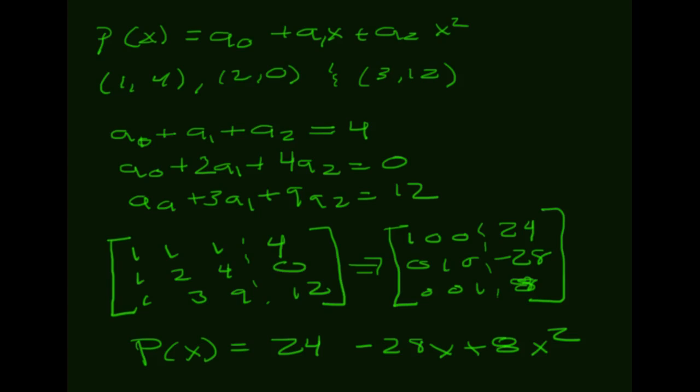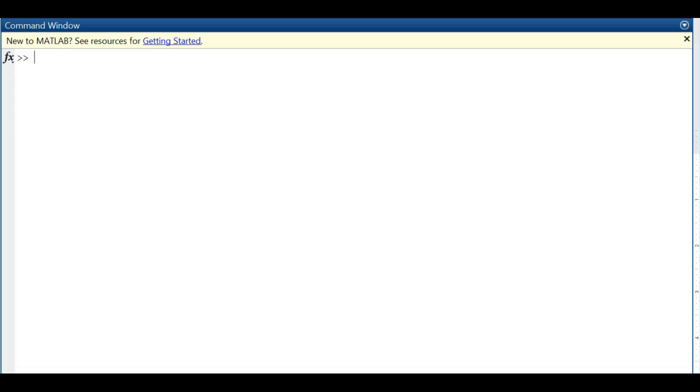Now, the great thing about MATLAB is that at moments like this, there is a built-in function, right? So let's actually look and see how that works. Okay, so you're staring at my command window in MATLAB, and let's type in some commands. So we had these points, 1, 4, 2, 0, 3, 12. So what we're going to do is create an array of the x values, 1, 2, and 3. Aha, that's better. We're going to create an array of the y values, 4, 0, and 12. Now these are ordered, right? Because the 1 goes with the 4, the 2 goes with the 0, the 3 goes with the 12.